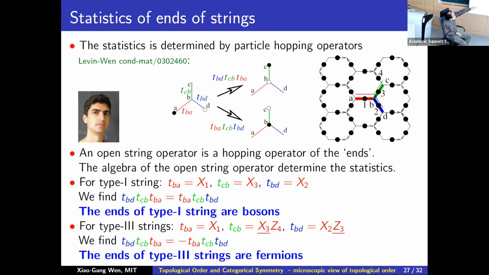So this black one goes to move from A to C here. Then we have another hopping operator, hop from D to B. So at the end, we get this configuration. However, these three hopping operators can be applied in a different order.